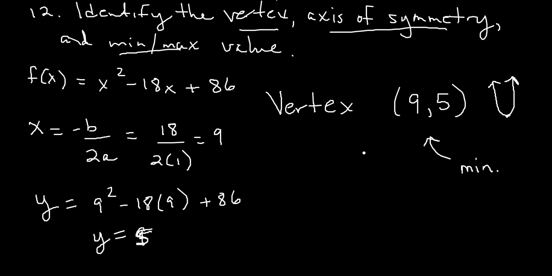And our axis of symmetry is just going to be x equals the x-coordinate, which is 9. Oh, the minimum value they want to know. The minimum value would just be how low is it going to go. That would be your y-coordinate. So the minimum value equals 5. And that is how we graph parabolas.